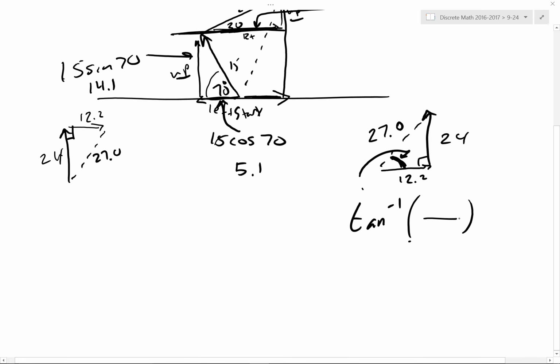You need to jot this down. It's always opposite over adjacent. So in this case, it's going to be 24 over 12.2, right? What do we get? 63.2. 63-ish degrees. Okay. Yes, give me 7 or 8 decimal places if you're launching, say, an ICBM or something.